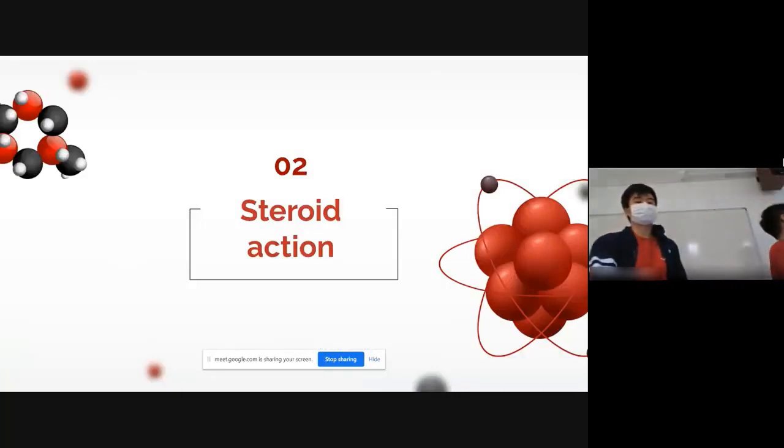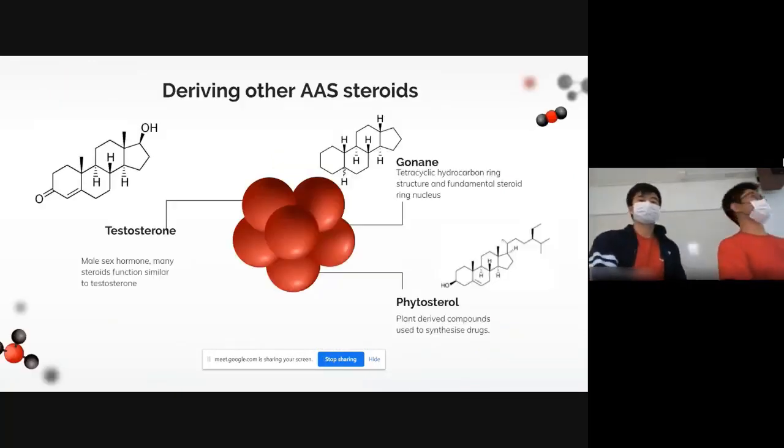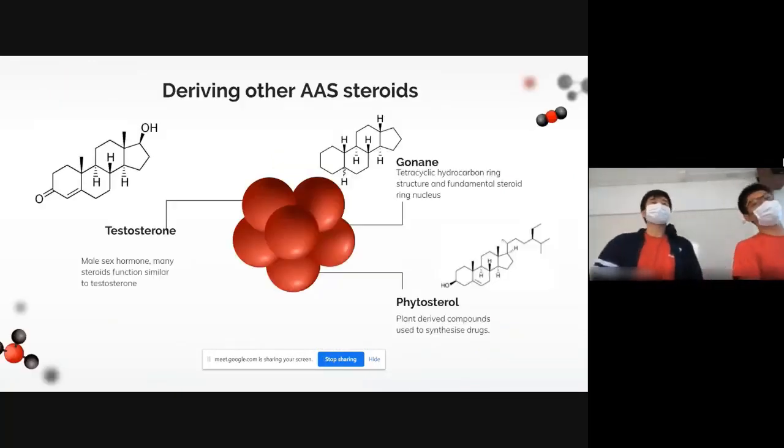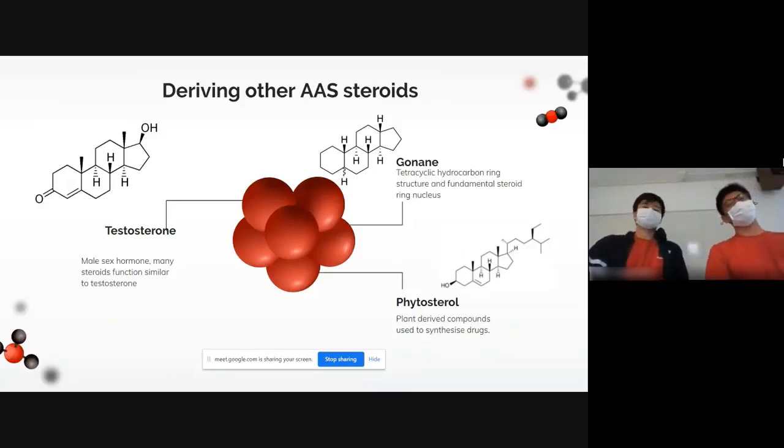Now we're talking about some of the steroid actions. Before we cover steroid actions, we need to know how we derive all these anabolic androgenic steroids. The first thing you must know is the gonane, because this gonane is the core upon which all the other steroids are built. As you can see, gonane is a tetracyclic hydrocarbon ring system consisting of 17 carbons. Other steroids like testosterone, or other hormones like progesterone, just build on top of this gonane ring.